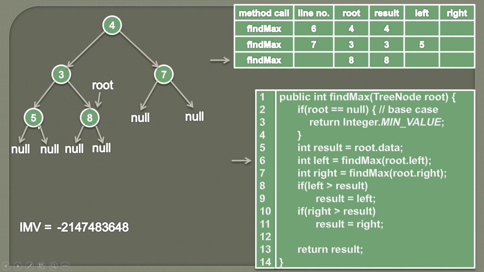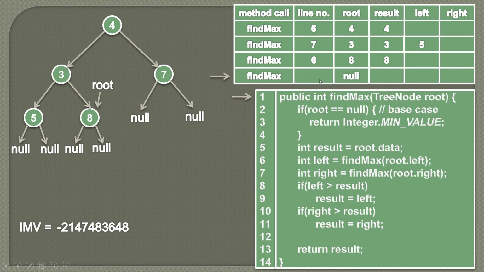So what we did for 5, now we'll again do it for 8. We'll simply go fast here, because we already saw what happens when the nulls are encountered. First we'll update the line number, which is 6. And there will be a findMax method in the call stack, because now we are going to root's left. So root's left is null. So this findMax will be called with null value.